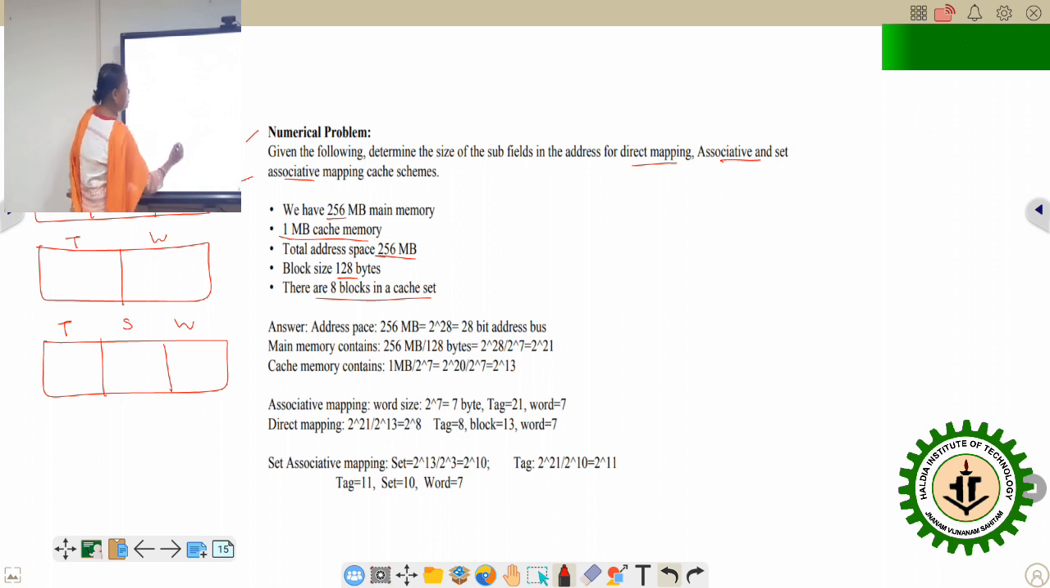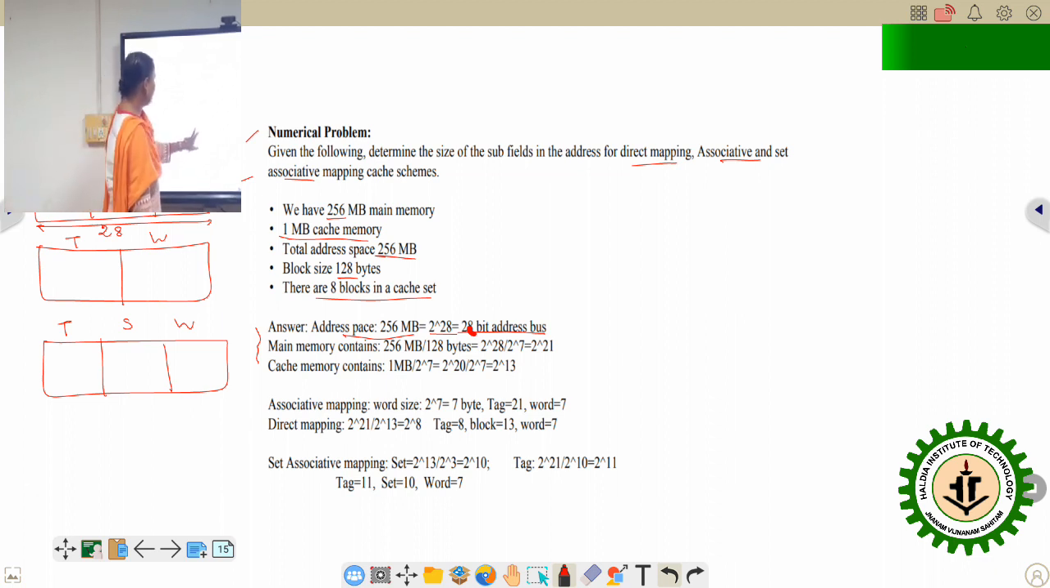So before calculation, this is the pre-processing of the data. The address space 256 MB means 2 to the power 28. Actually MB means 2 to the power 20, and 256 is 2 to the power 8, that is 2 to the power 28. So it is a 28 bit address bus, so address size is 28. So for each mapping, the total number of bits is 28.